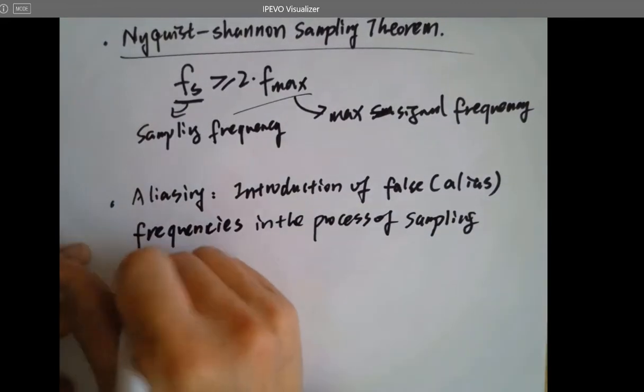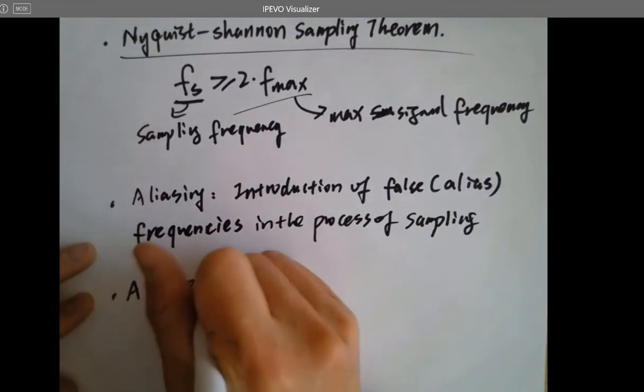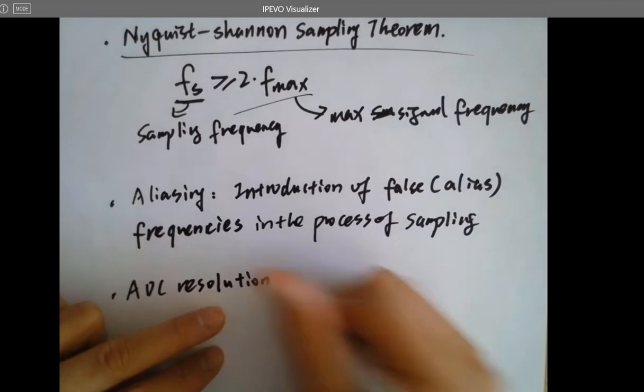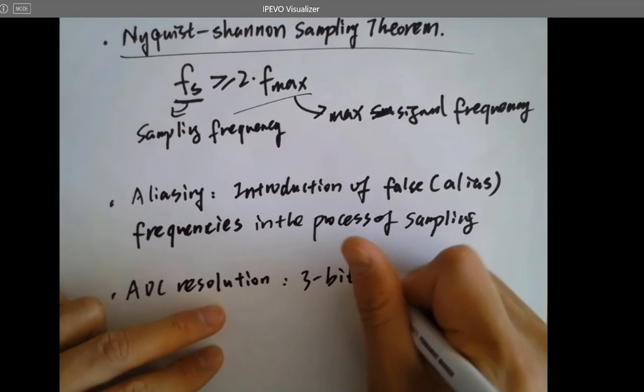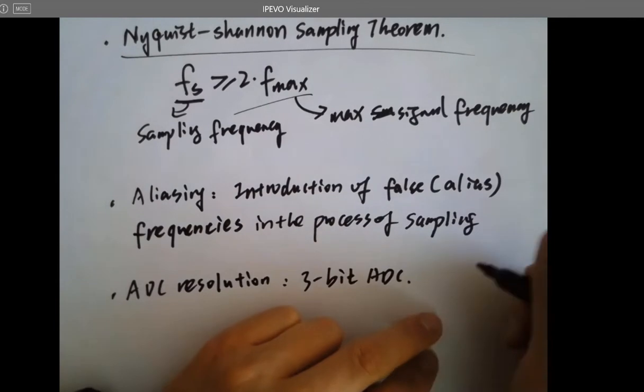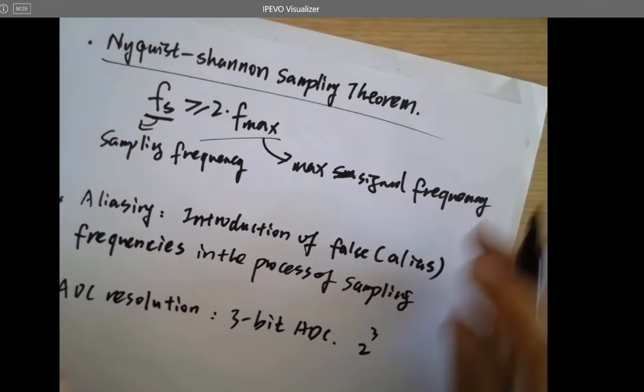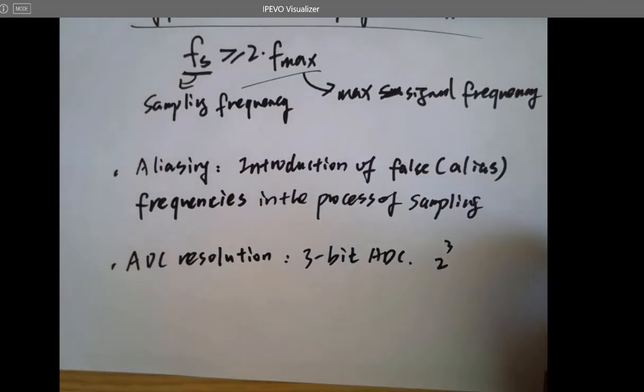And then ADC resolution. For example, a 3-bit ADC, what's the resolution? 2 to the third. Right? So that's all the fundamental things you need to know.